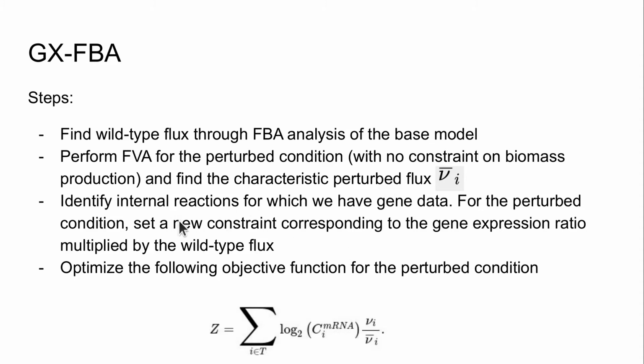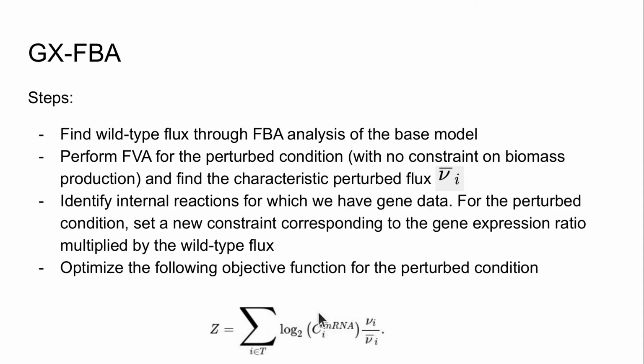And we want to formulate a new objective function, which is going to be as follows. It's going to be the sum of the log of the expression ratios between the perturbed condition and wild type, multiplied by the wild type flux, which is our variable. That is essentially what we're trying to optimize, or we're trying to find the values that optimize the Z for v_i, divided by this characteristic perturbed flux.